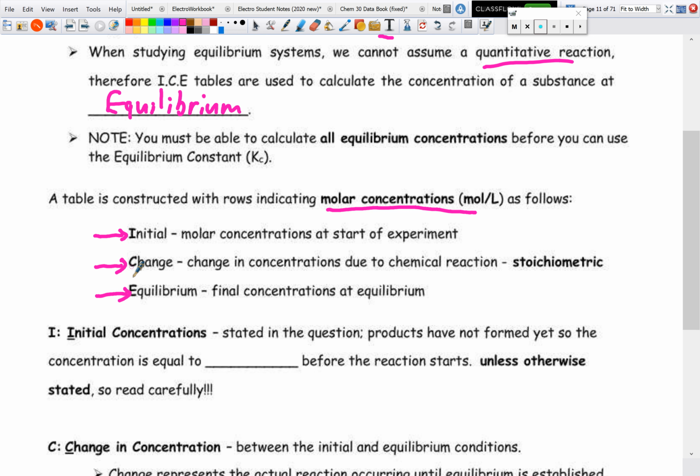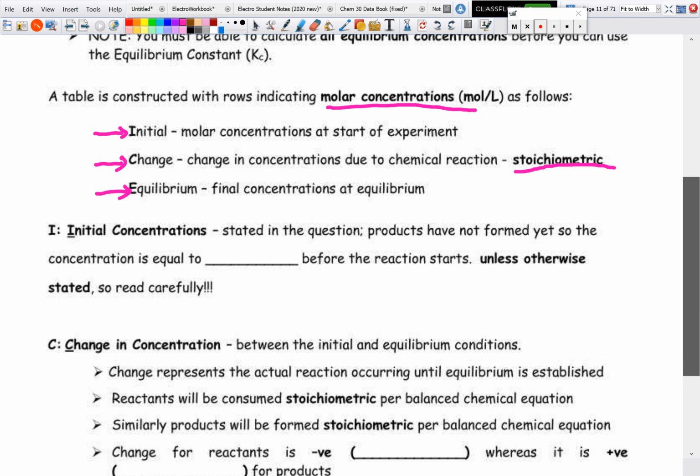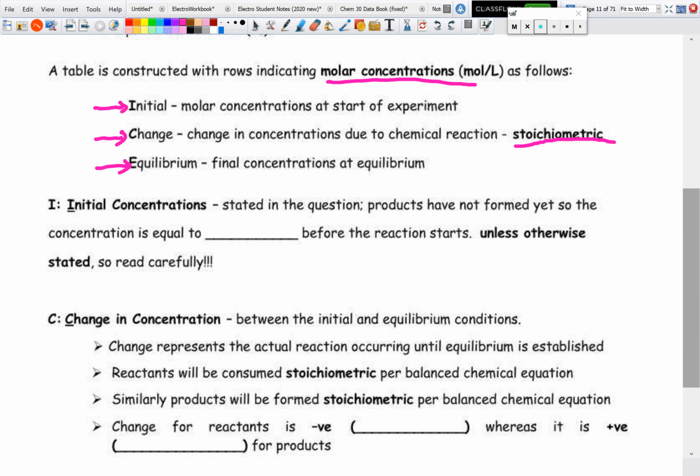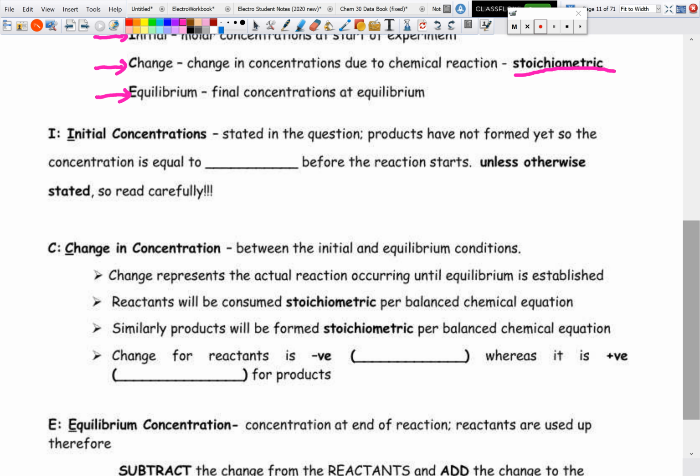or our ICE tables. So the initial is the molar concentration at the start of the experiment. The change is the change in concentrations due to the stoichiometric coefficients. And of course, equilibrium is what we're left with when the reaction is done. So the initial concentrations are going to be stated in the question. Products have not formed yet, so the concentration is equal to 0 before the reaction starts unless otherwise stated.